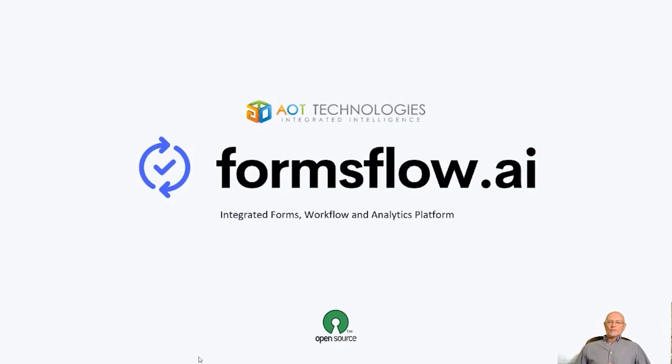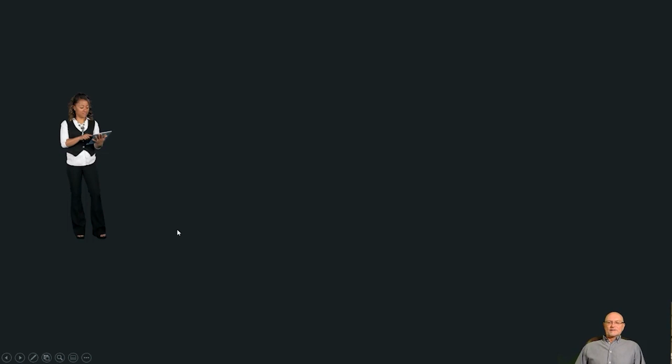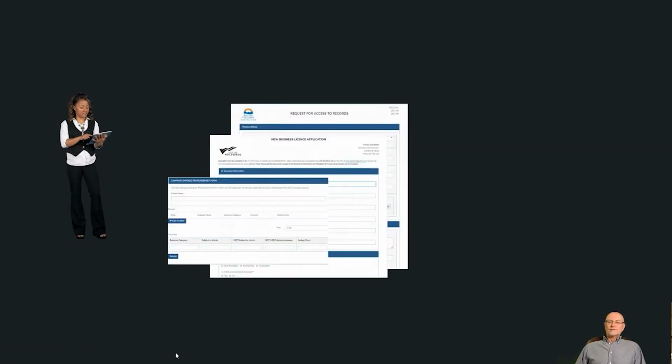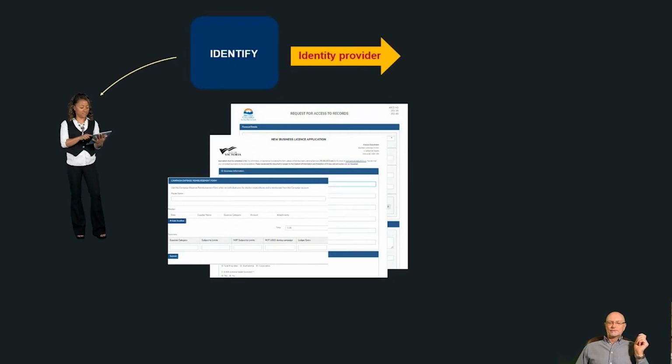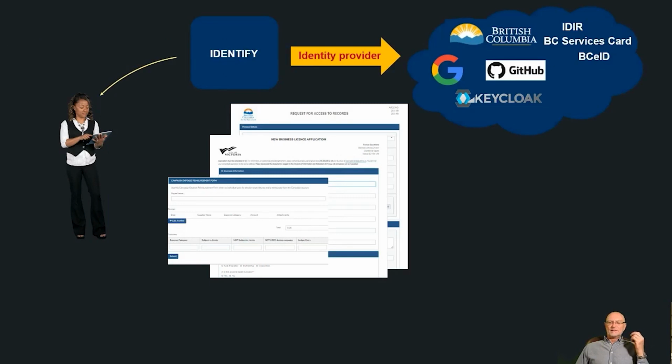Let's start off with the problem the product is trying to solve. In order to access a government or business service, an end user is required to fill in an online form. To do so, the user is required to identify themselves by logging into a web application. In most cases, a corporate, provincial, federal, or even social media identity provider is used to validate the user. In our case, the user has logged in using the British Columbia BC Services card.